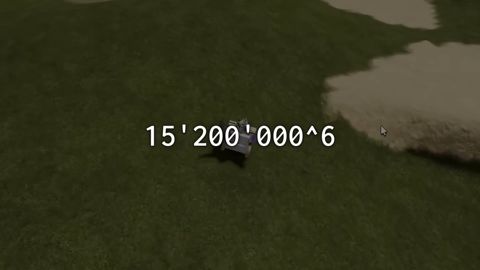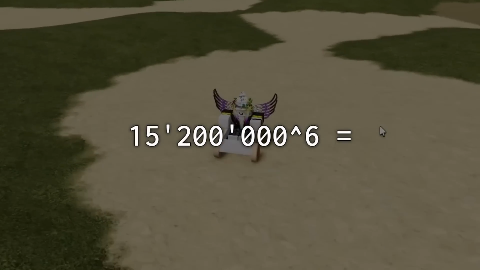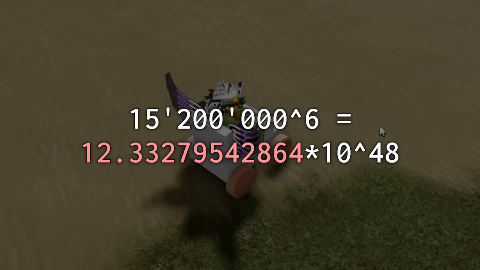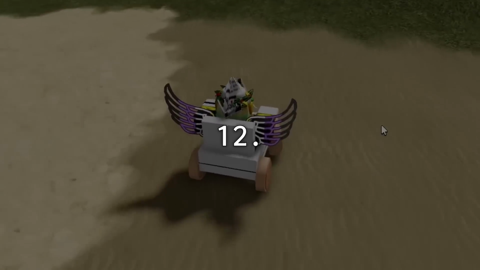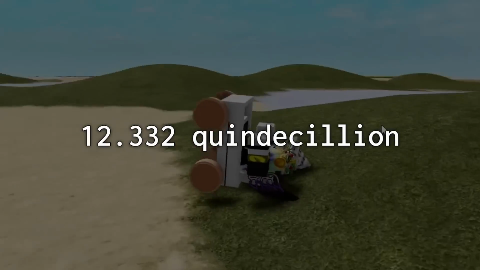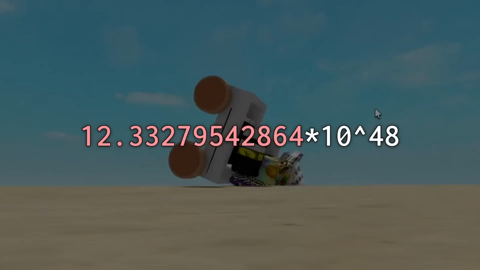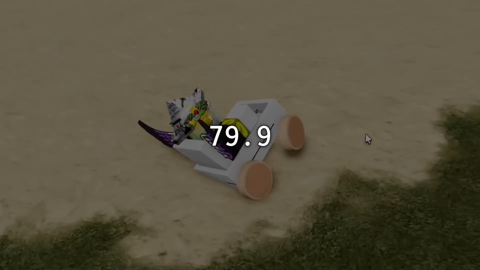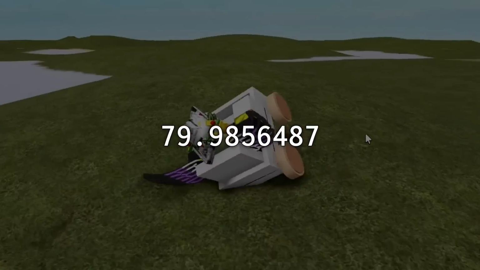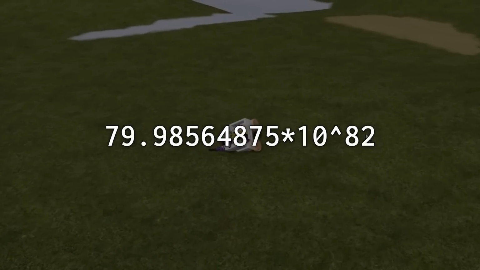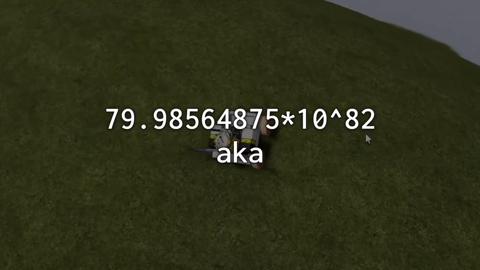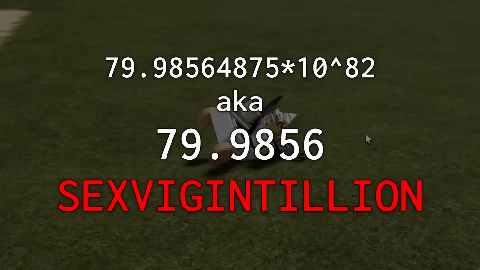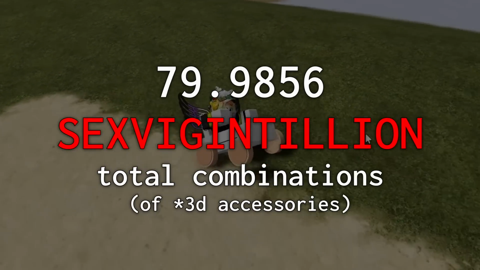First off, 15.2 million to the power of 6 is already 12.3327954288864 times 10 to the 48. That's 12.332 quindecillion. So now, this multiplied by 287 quindecillion is 79.98564,875 times 10 to the 82, otherwise known as 79.9856 sexvigintillion total combinations of 2D accessories.